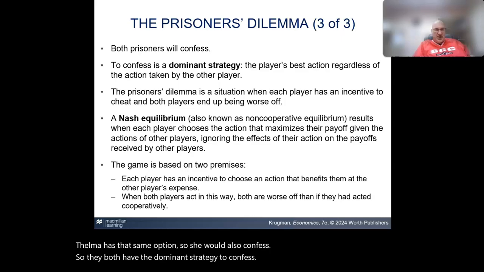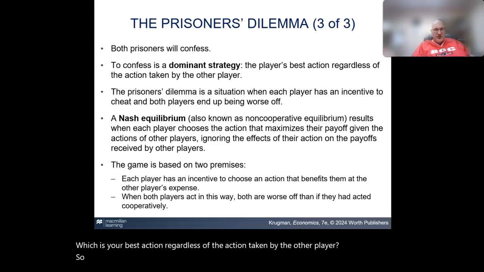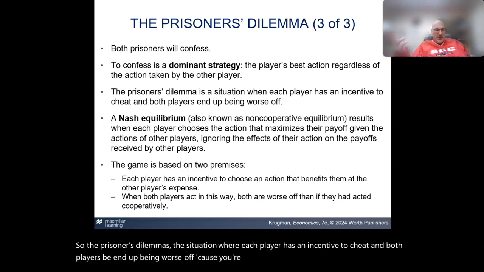So to confess is a dominant strategy, which is your best action regardless of the action taken by the other player. The prisoner's dilemma is the situation where each player has an incentive to cheat, and both players end up being worse off because you're better off not confessing.